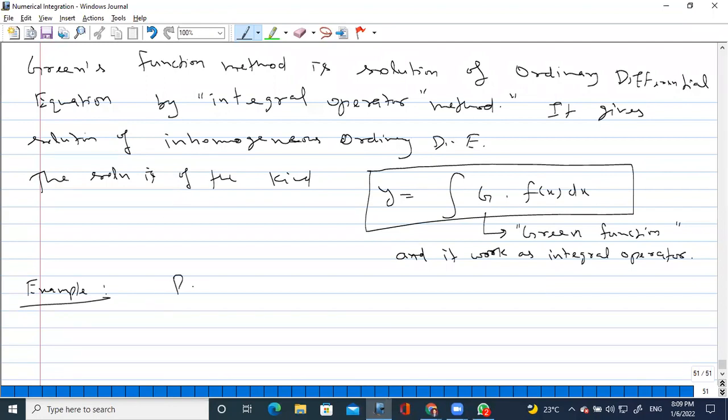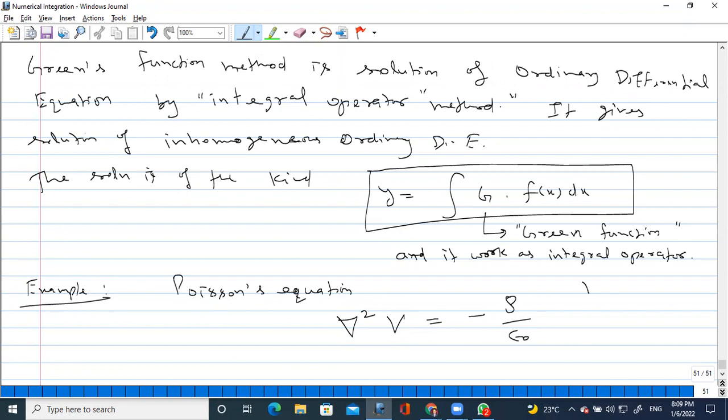Example is Poisson equation. Okay, Poisson equation. What is that equation? Del square V is equal to minus rho by epsilon naught. This equation you remember?